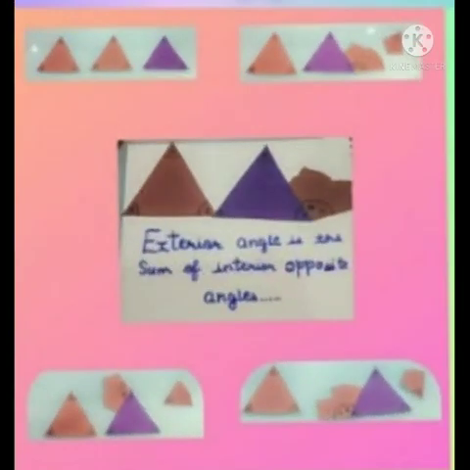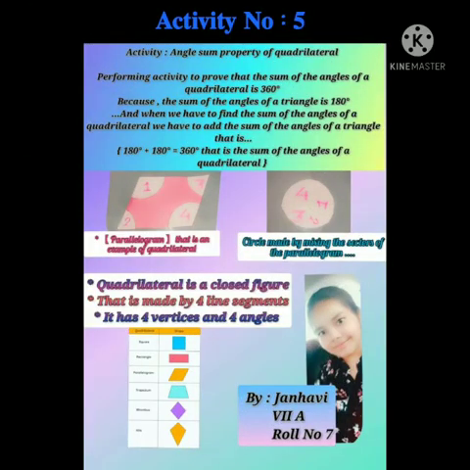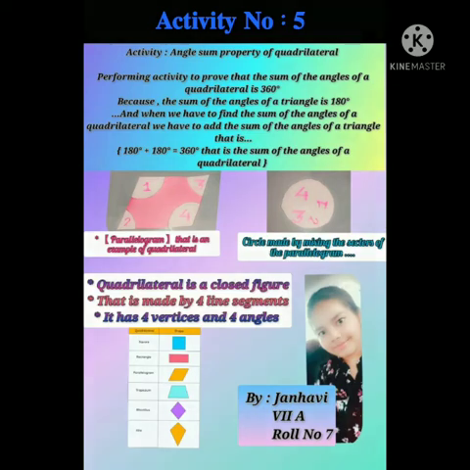Now you understand why the exterior angle is the sum of the interior opposite angles. So let's move to the further activities. Here is activity number 5. In this activity, we will prove that the sum of the angles of a quadrilateral is 360 degrees.